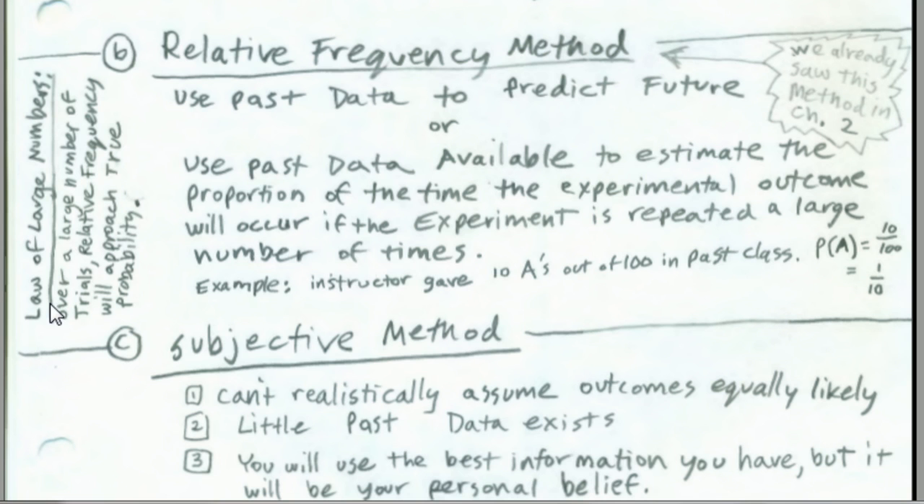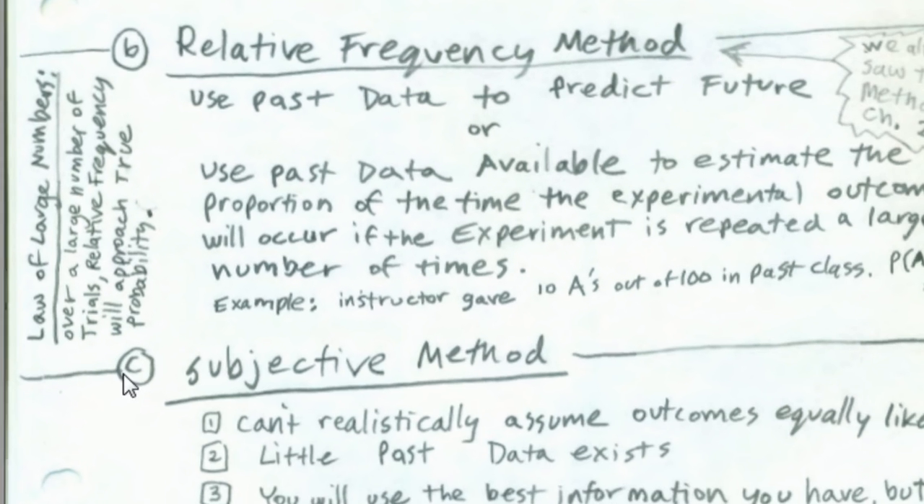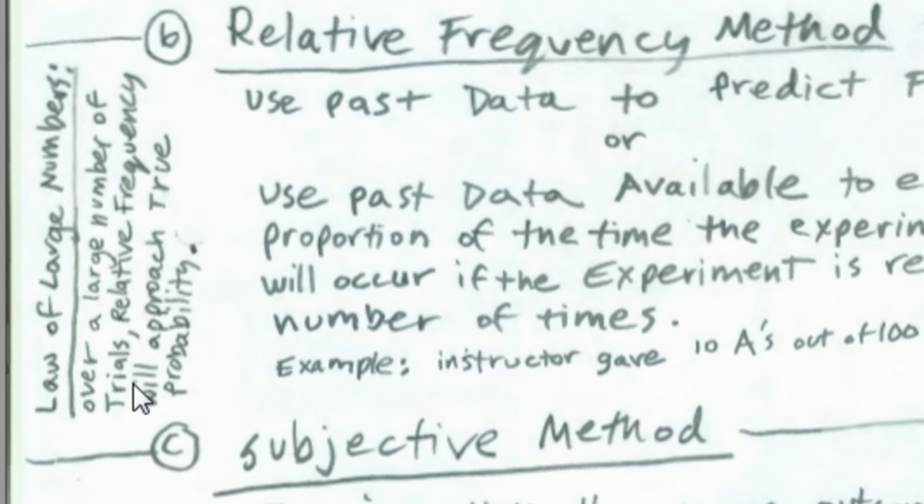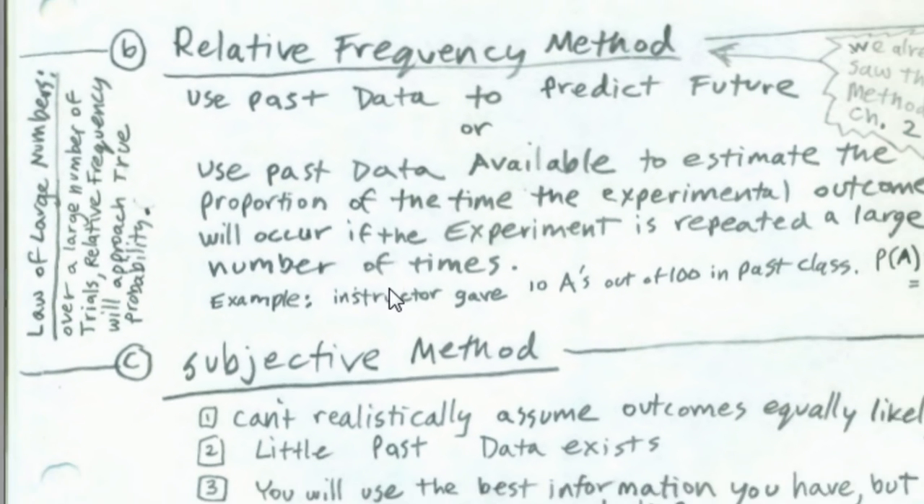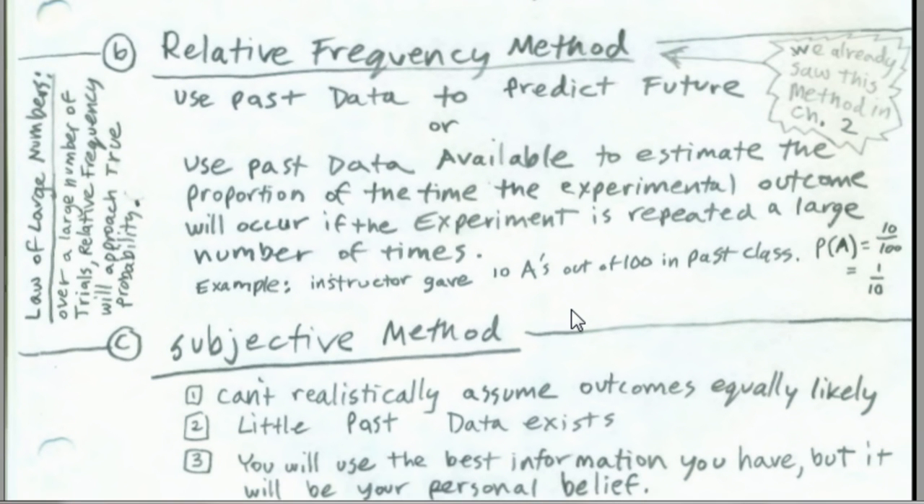Now, the law of large numbers, which I kind of wrote sideways, so you have to turn your head to the side here. Over a large number of trials, relative frequency will approach the true probability. And that sort of makes sense, right? If there were 1,000 in the population, the closer and closer your sample size gets to 1,000, the more your relative frequency method of estimating the probability gets to the true probability.